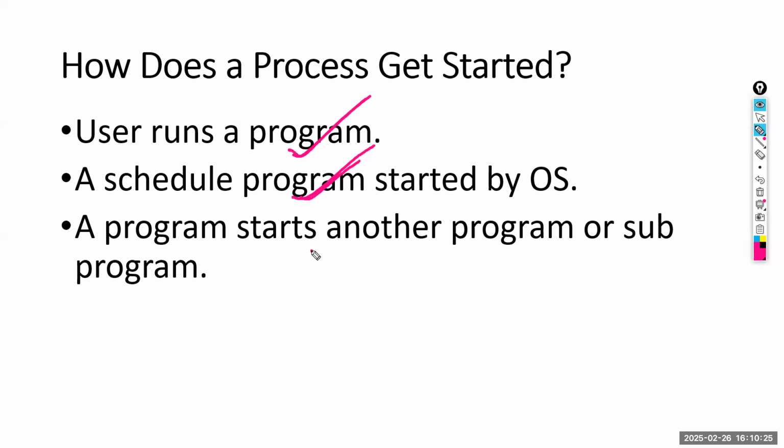The third way is that one program can start another program. That is also possible. And of course, when we say scheduling tasks, some programs start automatically when you start up your operating system. That is also a sort of schedule. When the operating system starts, that program automatically runs. Of course, you can stop it, but it auto-runs. So those are the possibilities for running a program and getting a process.